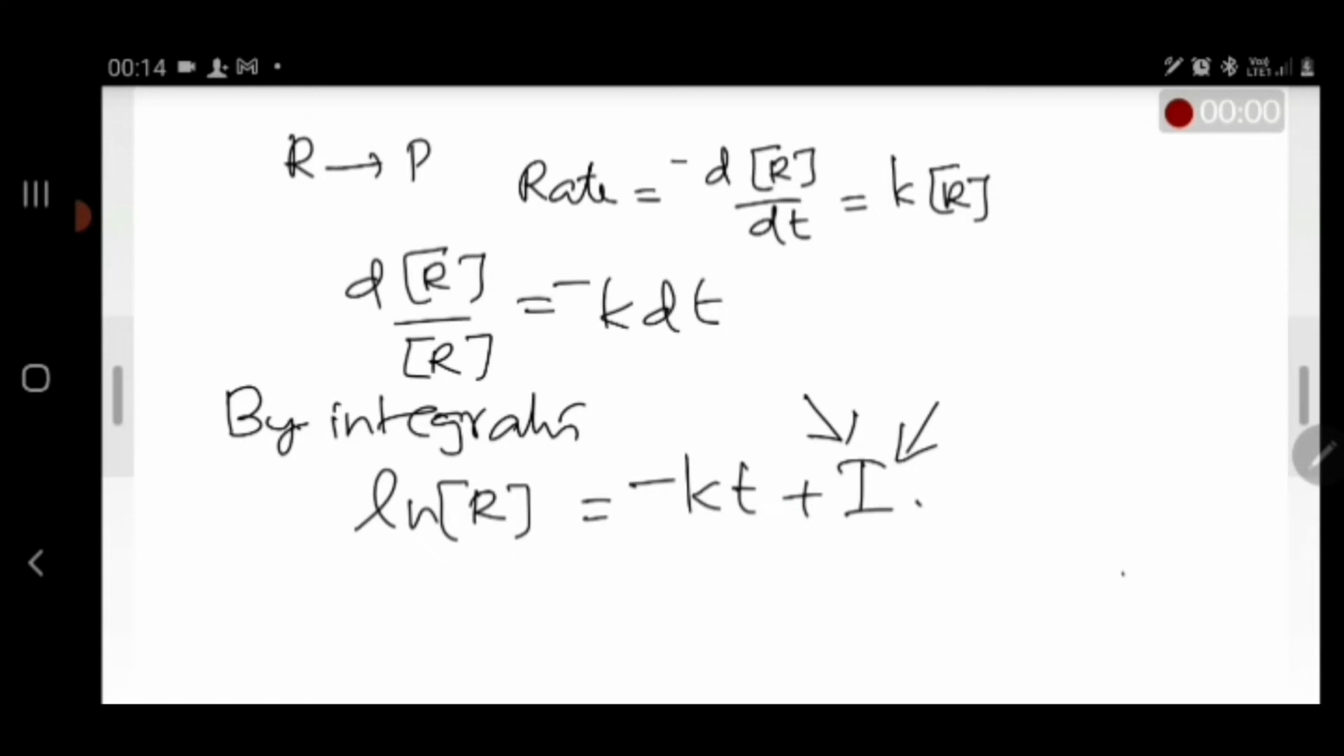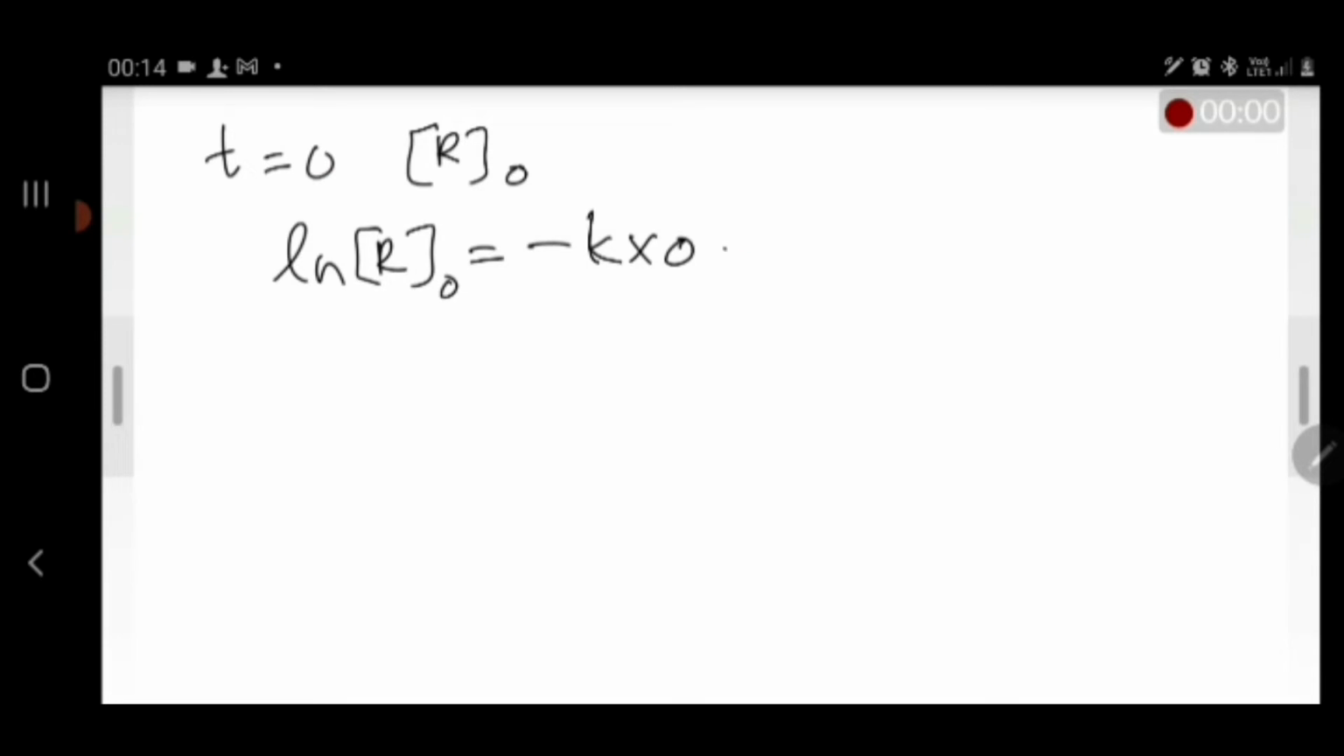In order to find the value of I, we consider the situation when t is equal to 0, where the molar concentration of the reactant is supposed to be R naught. We implement this situation in the first equation, that is, ln R naught is equal to minus k into 0 plus I. So you will get I is equal to ln R naught.